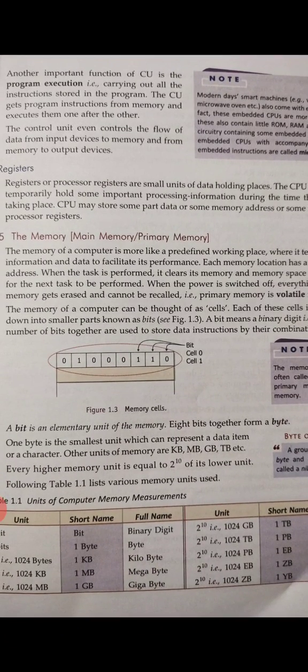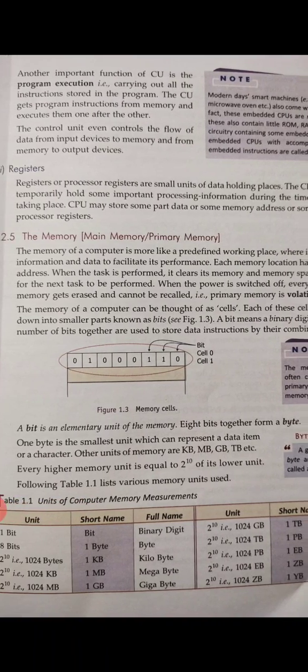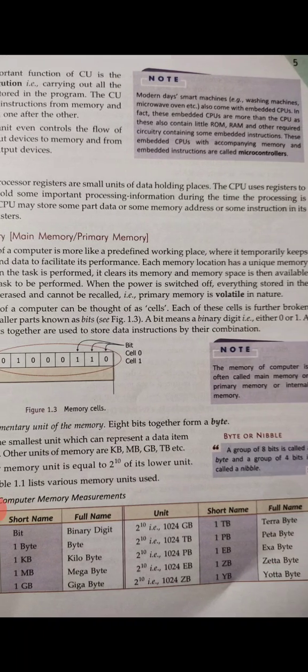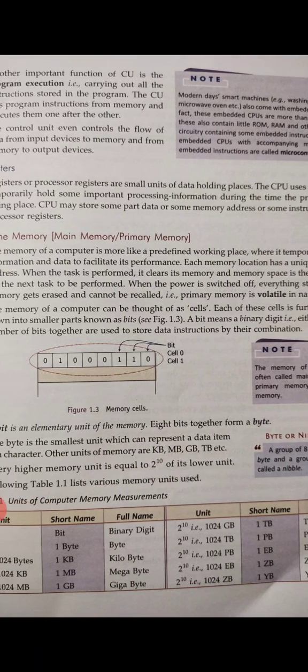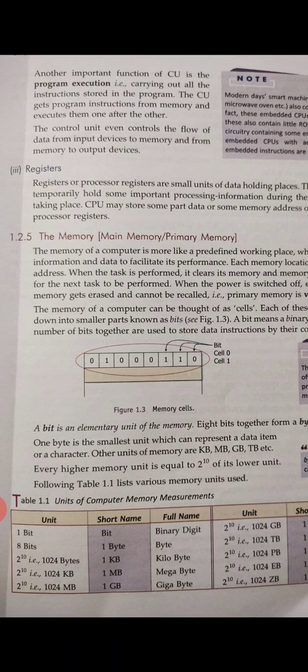Registers of a processor are small units of data holding places. The CPU uses registers to temporarily hold some important processing information during the time the processing is taking place. Meanwhile, while processing, the CPU just stores some part of data or some memory address or some instruction in its processor register. Okay. Now next is main memory, that is primary memory.